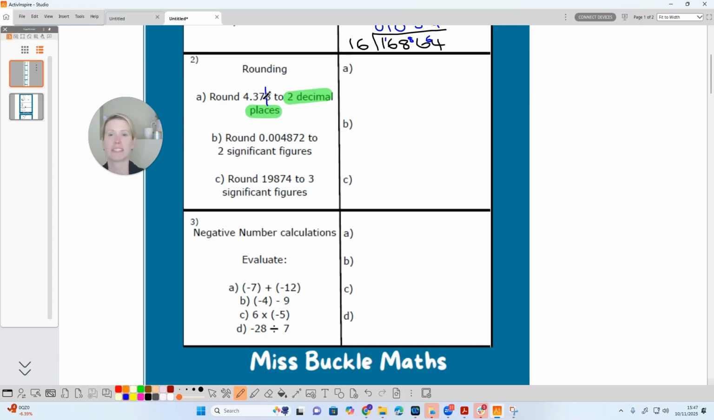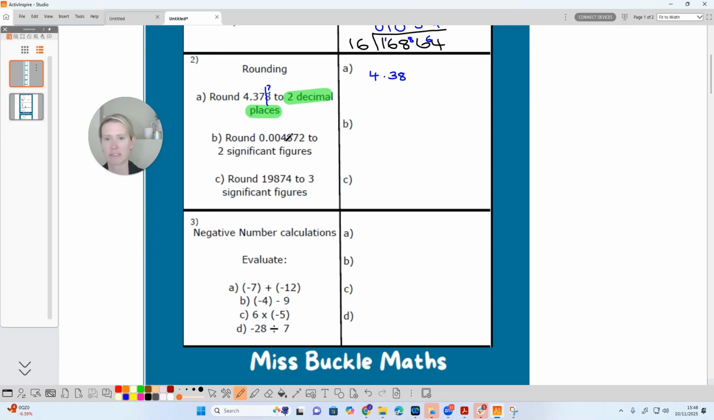So 4.37 would be our answer, but this 8 decides if we're going to round it up or keep it as 4.37. If the number after the line is 5 or more, then we're rounding the number before the line up by 1. Well, it's an 8. Therefore, it is 5 or more, so the answer is 4.38. The 7 has gone up by 1 to an 8, so it's 4.38.